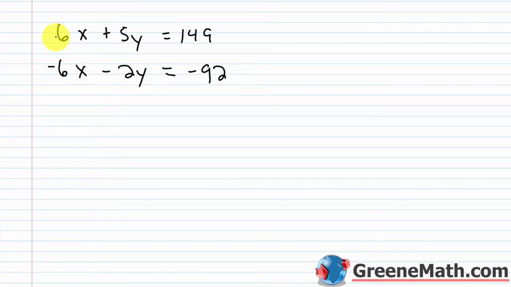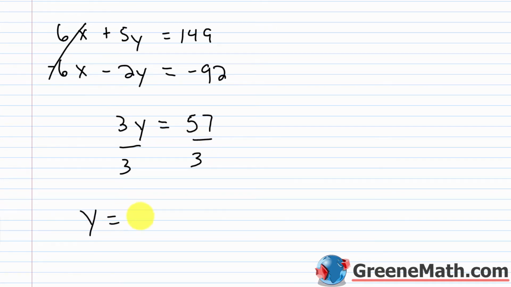All right, so let's add the two left sides together. So I'm going to do this vertically. So 6x plus -6x is 0. So that's been eliminated. 5y minus 2y is 3y. And this equals, now we're going to sum the right sides. 149 plus -92 is 57. So as a final step, we divide both sides of the equation by 3. And we get that y is equal to 19.